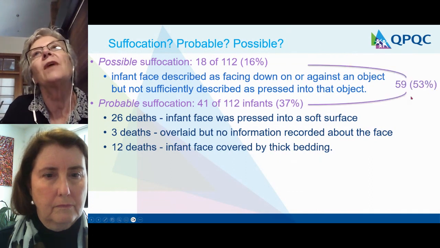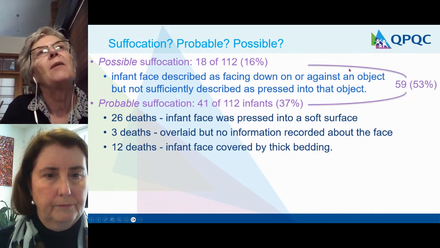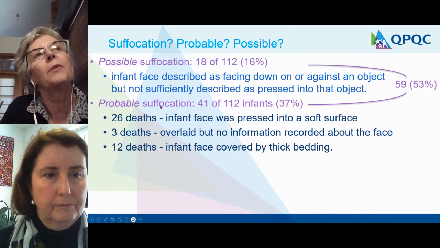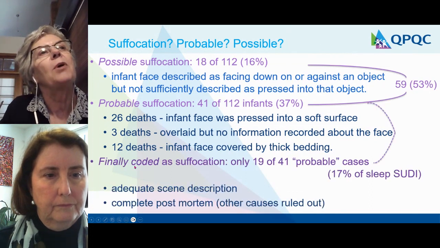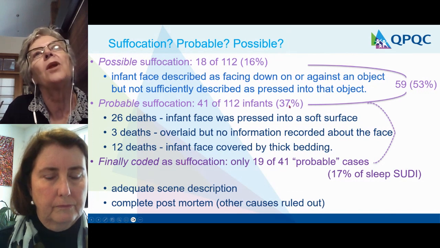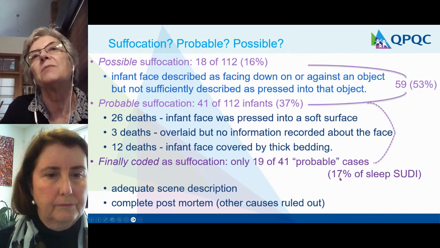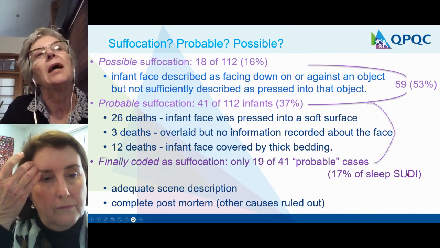And so really well over half these infants, we thought there was either a possible or probable suffocation, but we finally coded these as suffocation in only 19 of these probable causes. That's only 17% of the SUID during sleep.